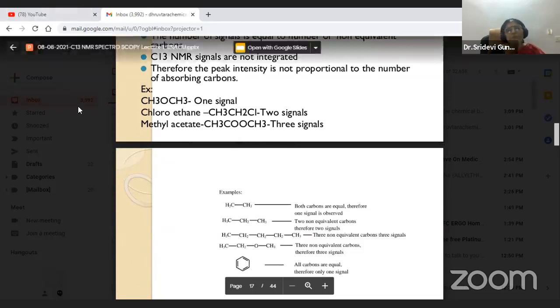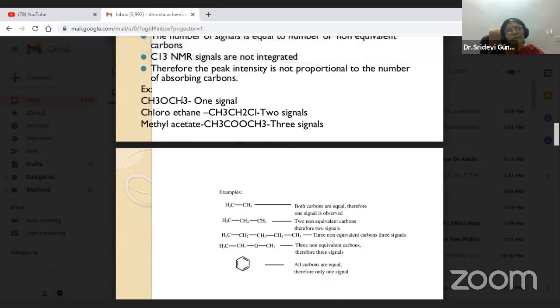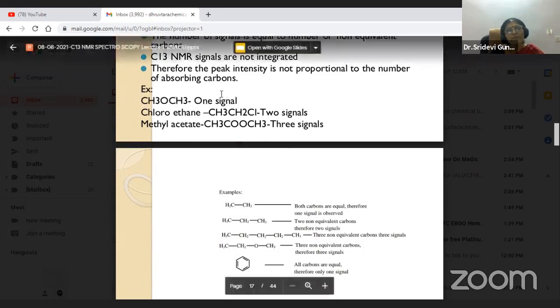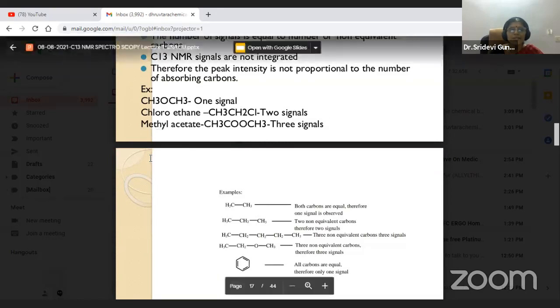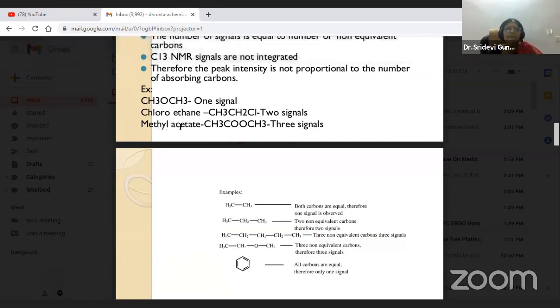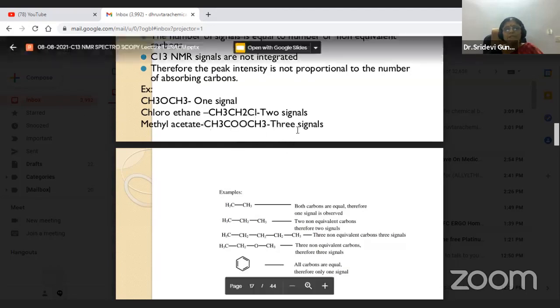See, I am just showing you some examples here. Just dimethyl ether. Here, only one type of carbon is there. Therefore, only one signal. Chloroethane. How many carbons are there? 1, 2. One CH3 carbon, the other CH2 carbon. 2 signals you get. And in methyl acetate, how many carbons are there? How many non-equivalent carbons are there? One CH3 carbon, one ester carbon, the carbonyl carbon, and the OCH3 carbon. So again, you get 3 signals.